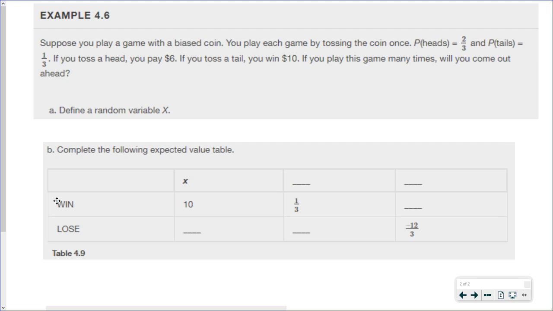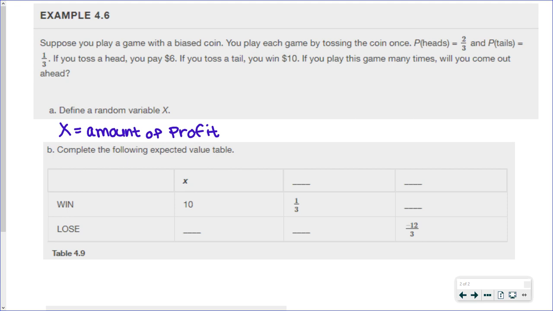All right, so we're going to start by defining our random variable x. In this case, our variable x is the amount of money, amount of profit, or amount of winnings. So I'm going to call it amount of profit. If our x comes out to be negative, that means that we're losing money instead of winning money.